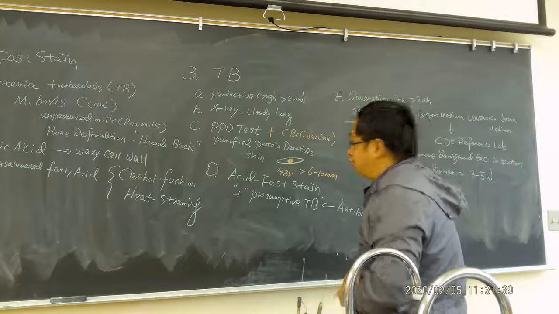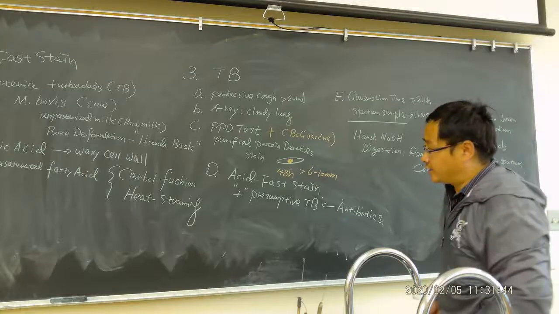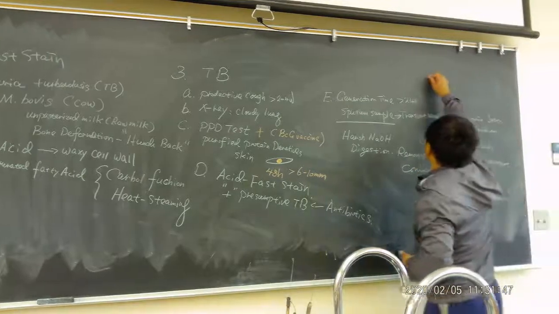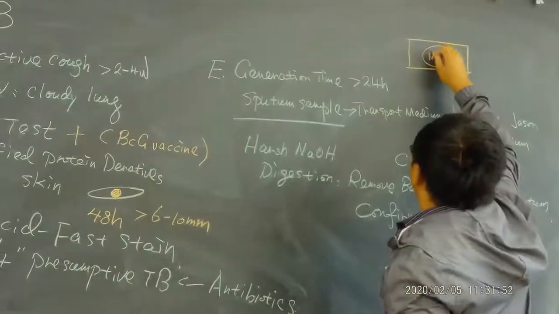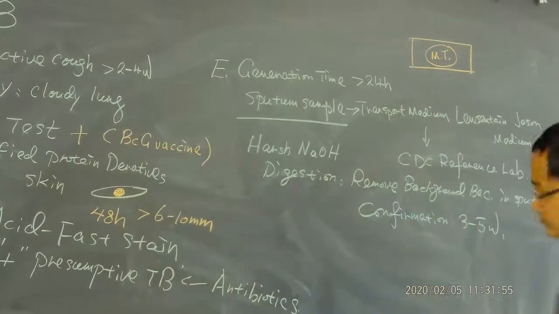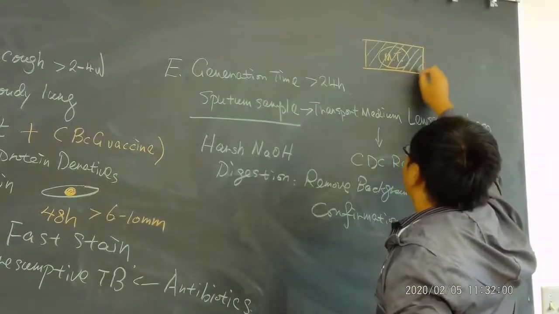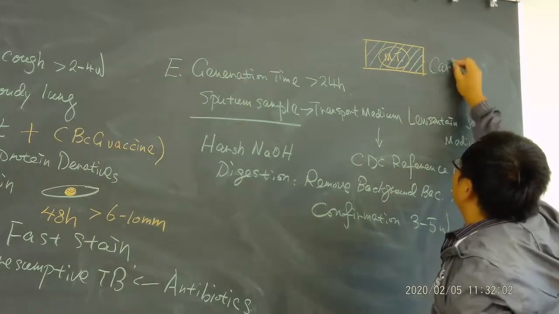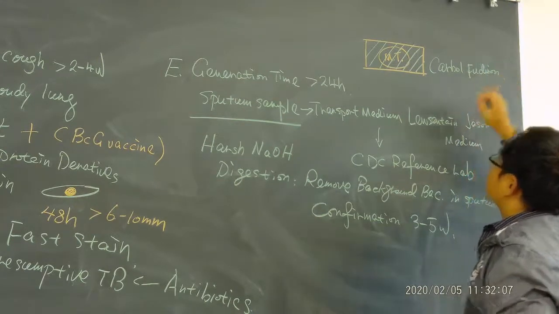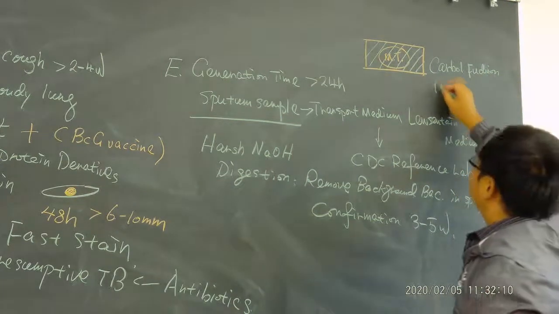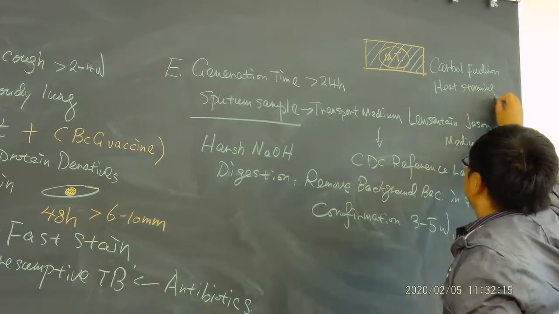But how are we going to do it? Let's say we're going to do air drying and heat fixing, which are the same. Now what are the differences? Let's say you put a bacterium there. This is Mycobacterium tuberculosis. Same thing, we're going to do flooding, but this time we flood with carbol fuchsin. Then we do heat steaming for 5 minutes.